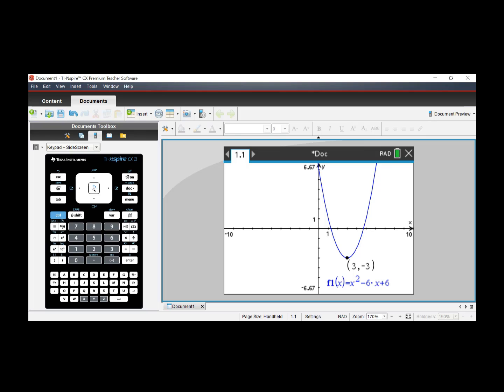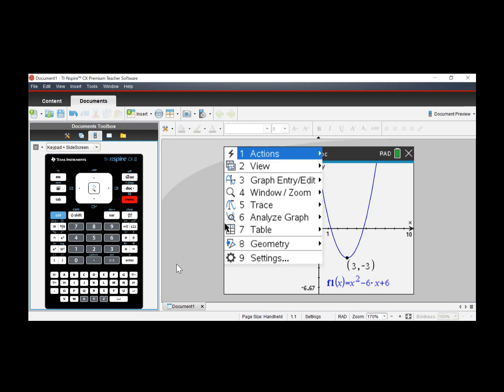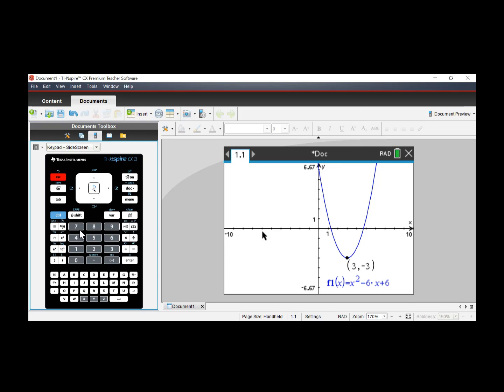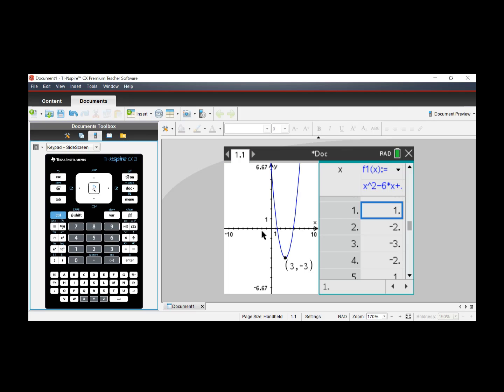Now, how do we get the table? There's 2 ways. If you hit Menu, choice 7 is table, and we're going to choose split screen table. Now notice here in parentheses it says Control T, so you can either click on that, but if you remember the shortcuts, if you just hit Control T, it'll give you the table, and if you hit Control T again, the table will go away. So we want the table.